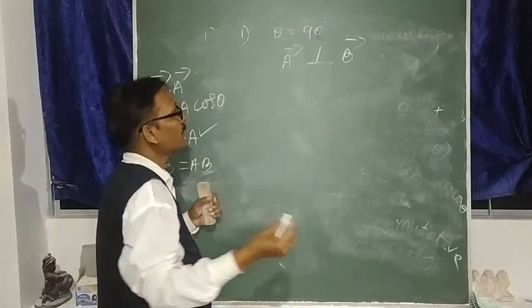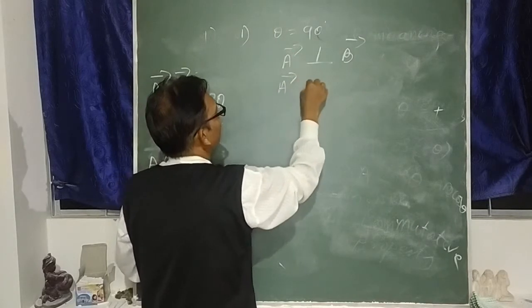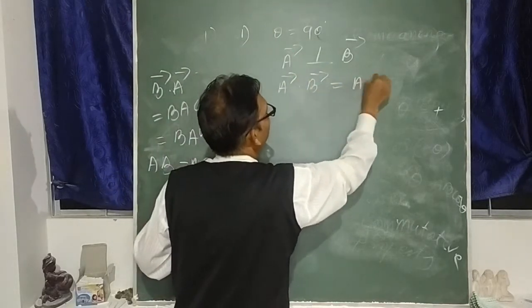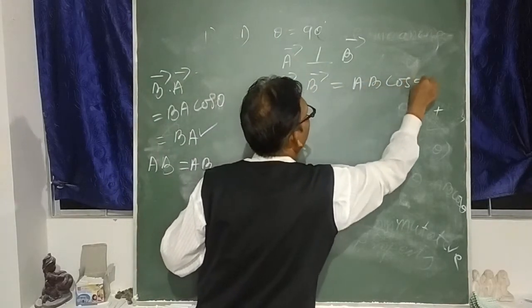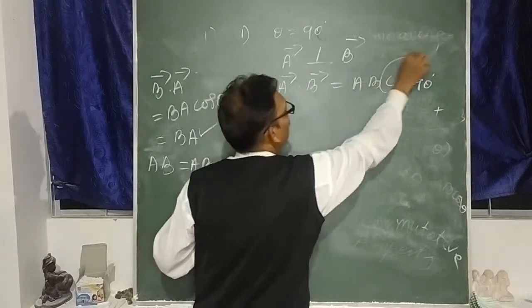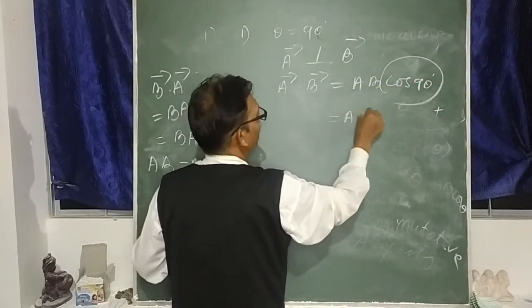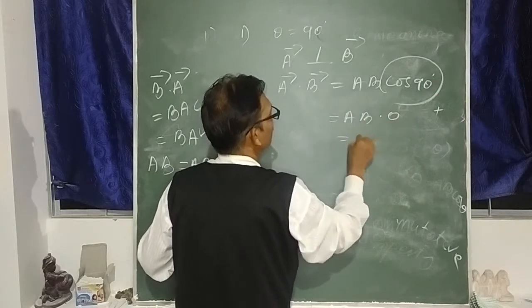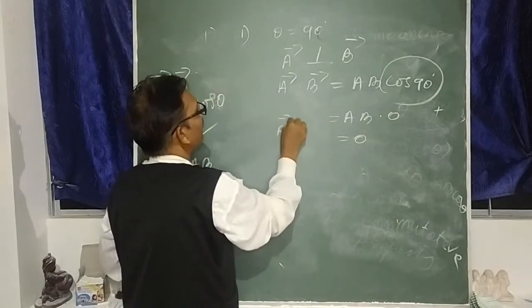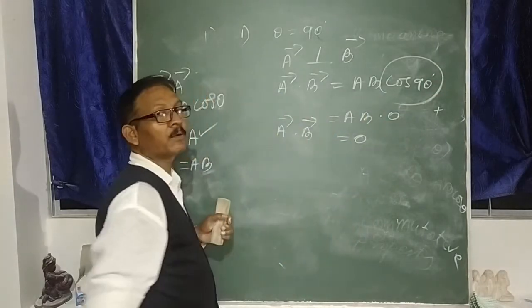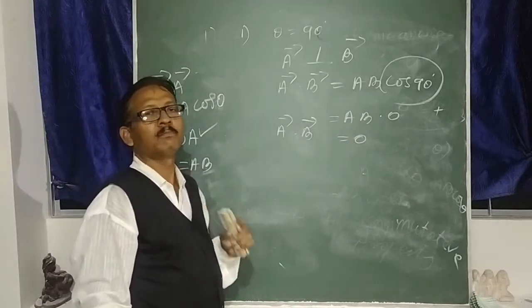You see what is A dot B? A dot B is equal to AB cos 90. Cos 90, you know, is equal to 0. So AB into 0 is equal to 0. So when two vectors are perpendicular, the dot product is 0.